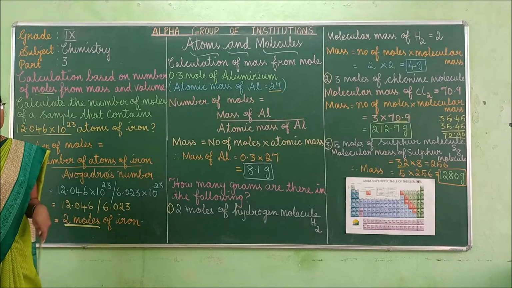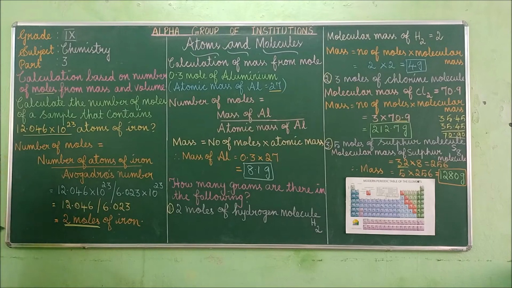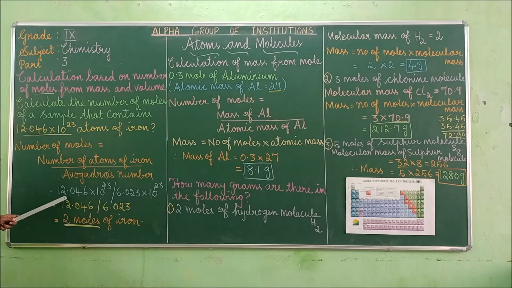Avogadro's number is 6.023 into 10 to the power 23. That you know, isn't it? Divided by the Avogadro's number. This is the division, isn't it? So you strike out these two things. Next step, you have to divide 12.046 divided by 6.023. If you divide this, the final answer you will get is 2 moles of iron.